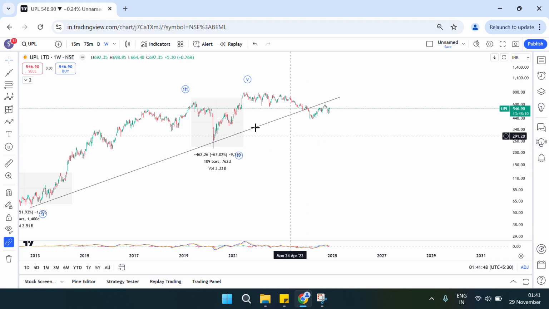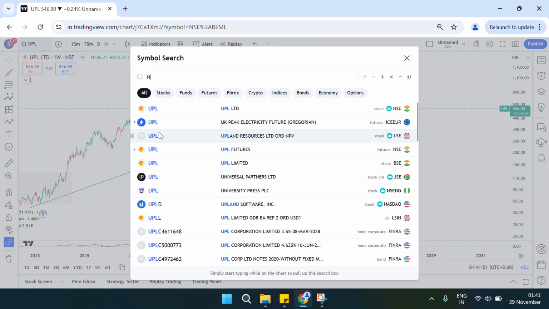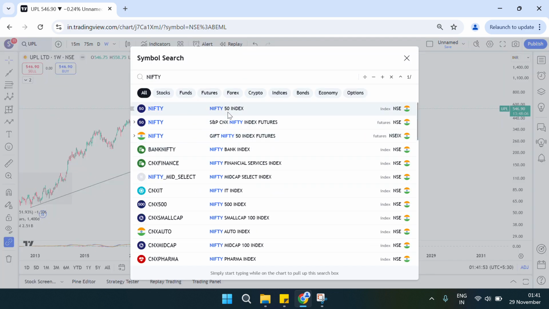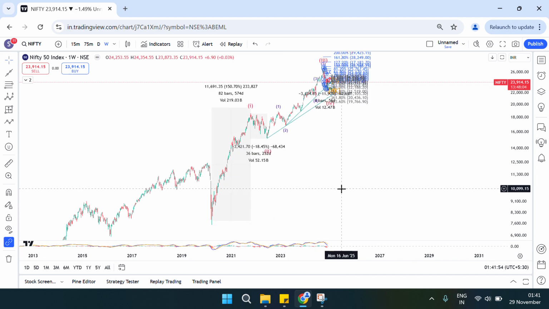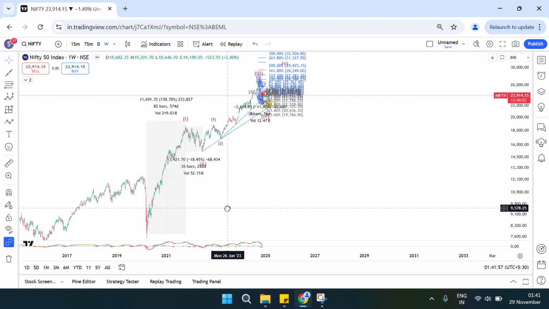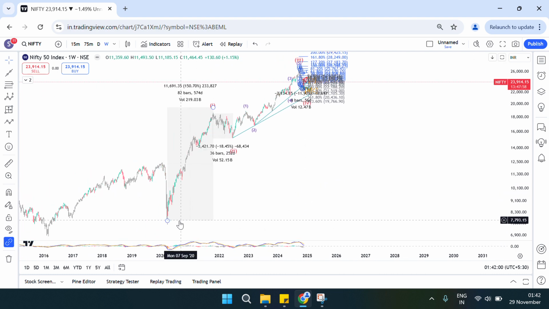Now, I'll quickly come back to Nifty again, just like a refresher, just to reinforce what we had seen. What we had seen is that we are in wave from COVID.